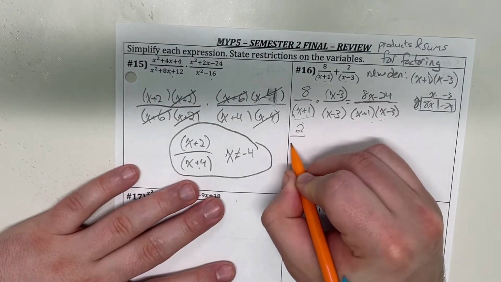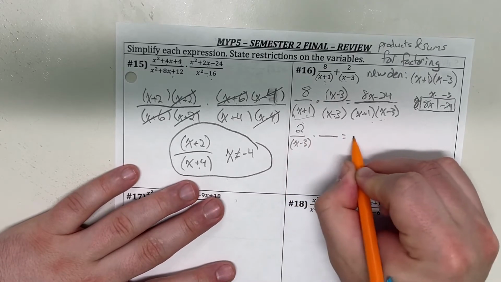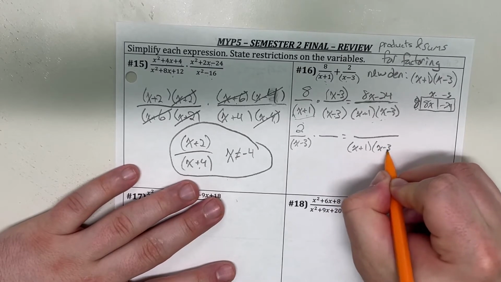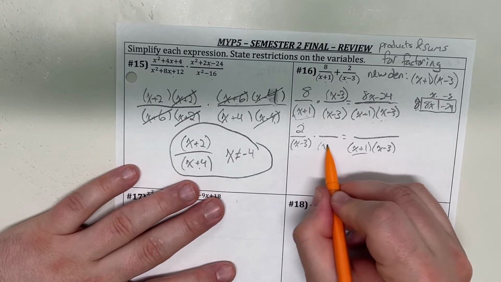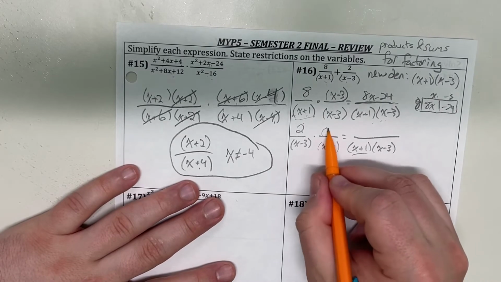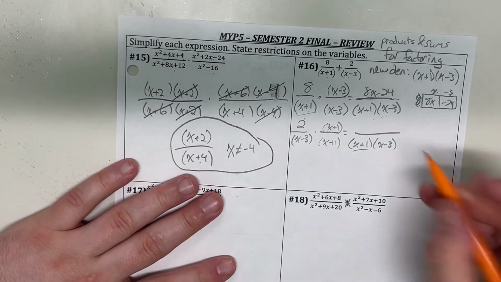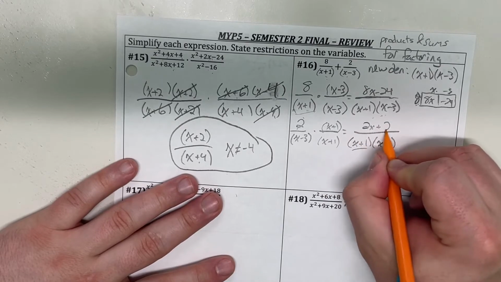So I have 2, and I have x minus 3. Multiply it by something to get our new denominator, so x plus 1, x minus 3. So what do I need to multiply by? Well, what's missing is x plus 1, so I'm going to multiply by x plus 1. 2 times x is 2x, and 2 times 1 is 2.